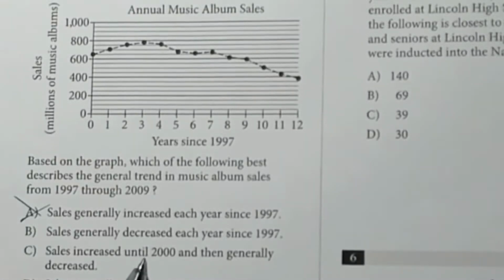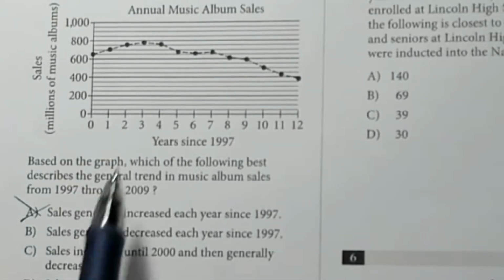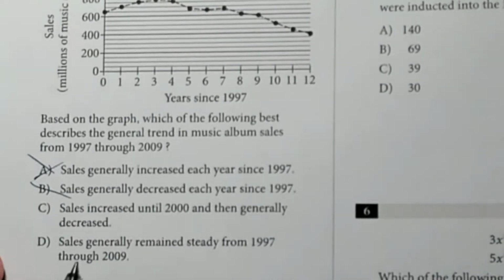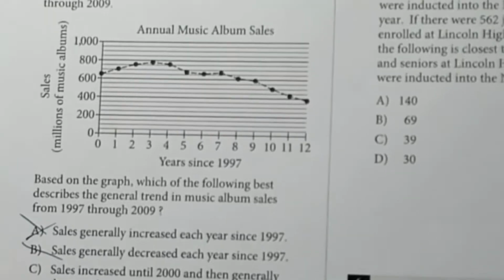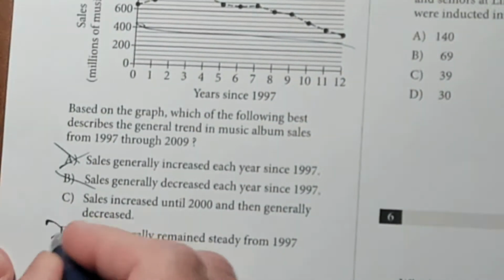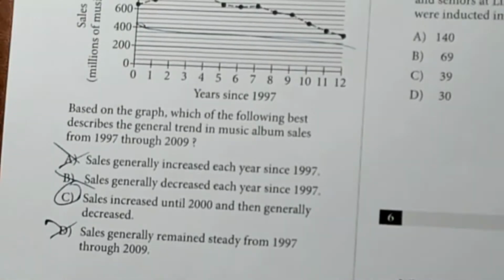C, sales increase until 2000, then decrease. Oh, increase and decrease. Yeah, that sounds better than B. So B's out. Now let's go to D. Sales generally remain the same. No, the sales are not the same. If they were the same, it would be a straight line. So D is definitely out. The answer is C.